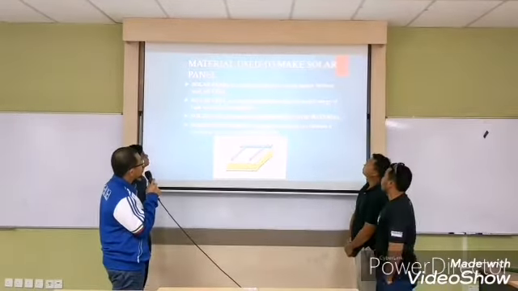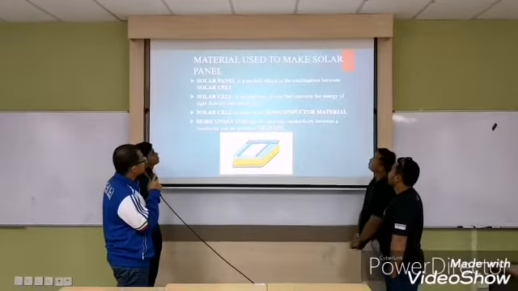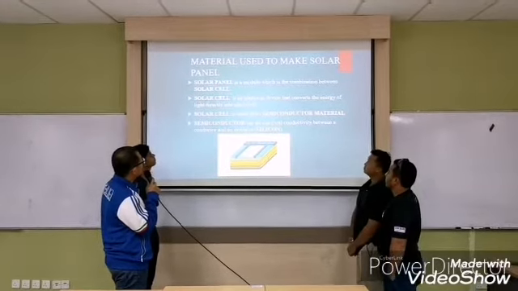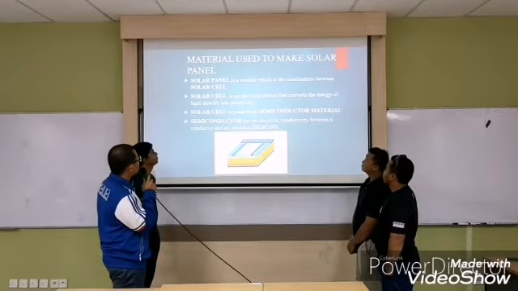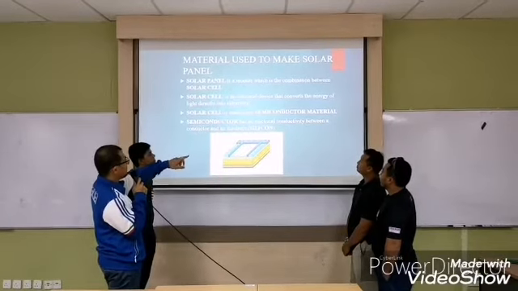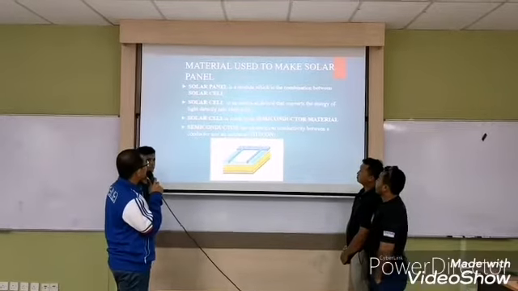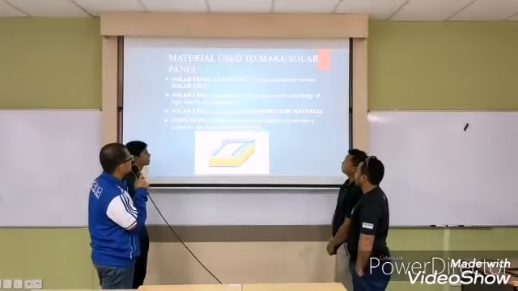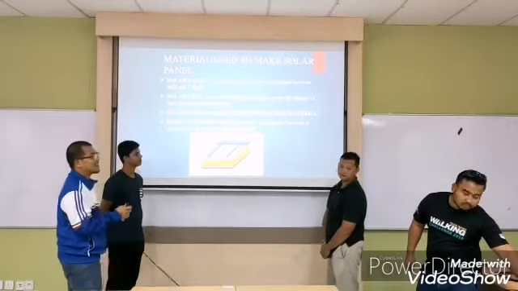Materials used to make solar panel. A solar panel is a module which is a combination of solar cells. A solar cell is an electrical device that converts the energy of light directly into electricity. Solar cells are made from semiconductor material. A semiconductor has an electrical conductivity between a conductor and an insulator, such as silicon.